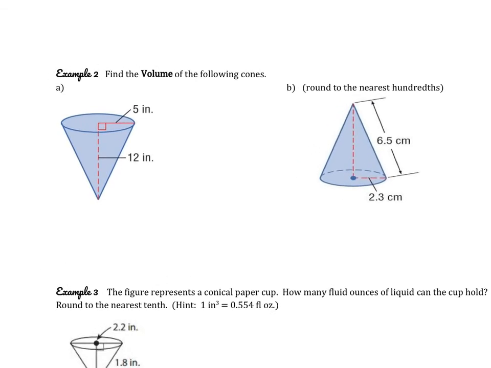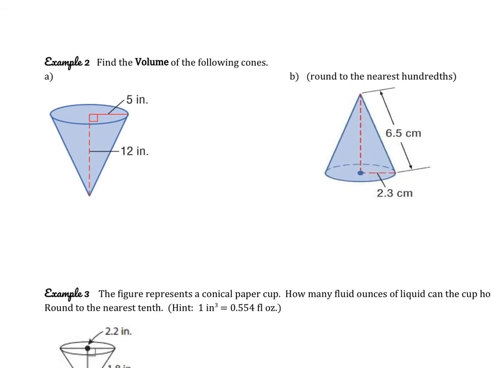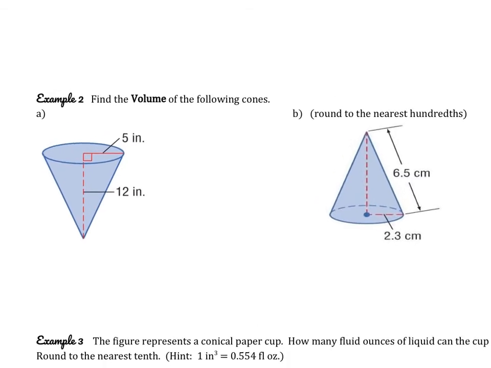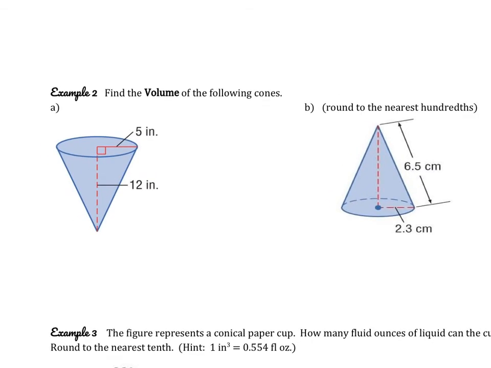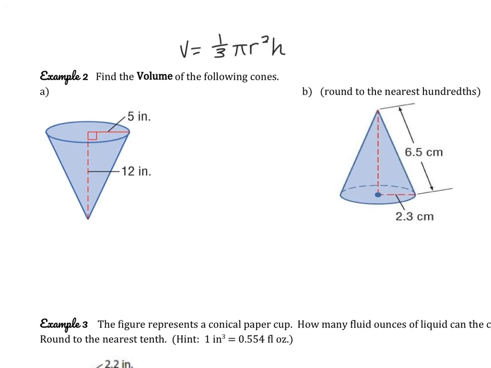Okay, so let's look here at example 2, where we'll be finding the volume of the cones. For this formula, we're going to be using volume equals 1/3 pi r squared times the height. So this time we want the height, not the slant height. Let's look at example A. Here we are given the radius, which is 5, and we have the height. I know it's the height because it is perpendicular to the base. So we have everything we need to find the volume.